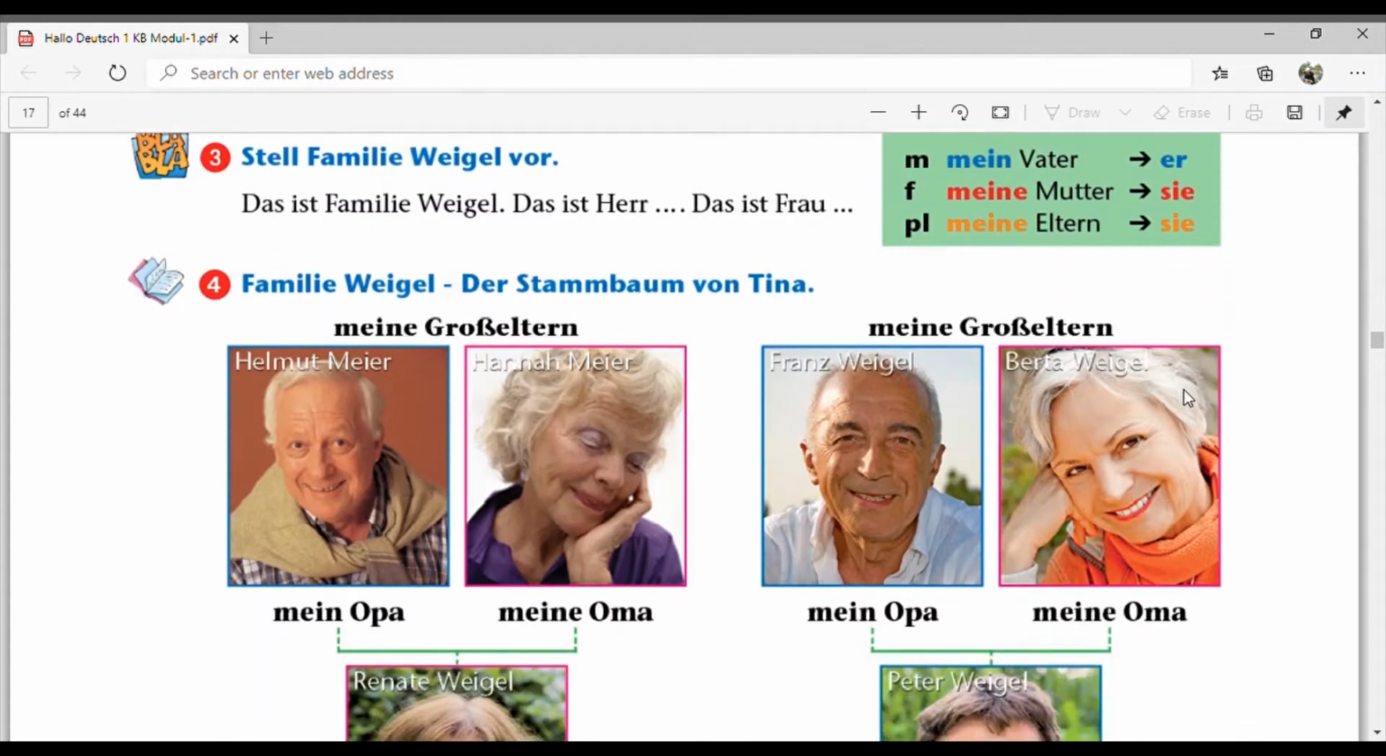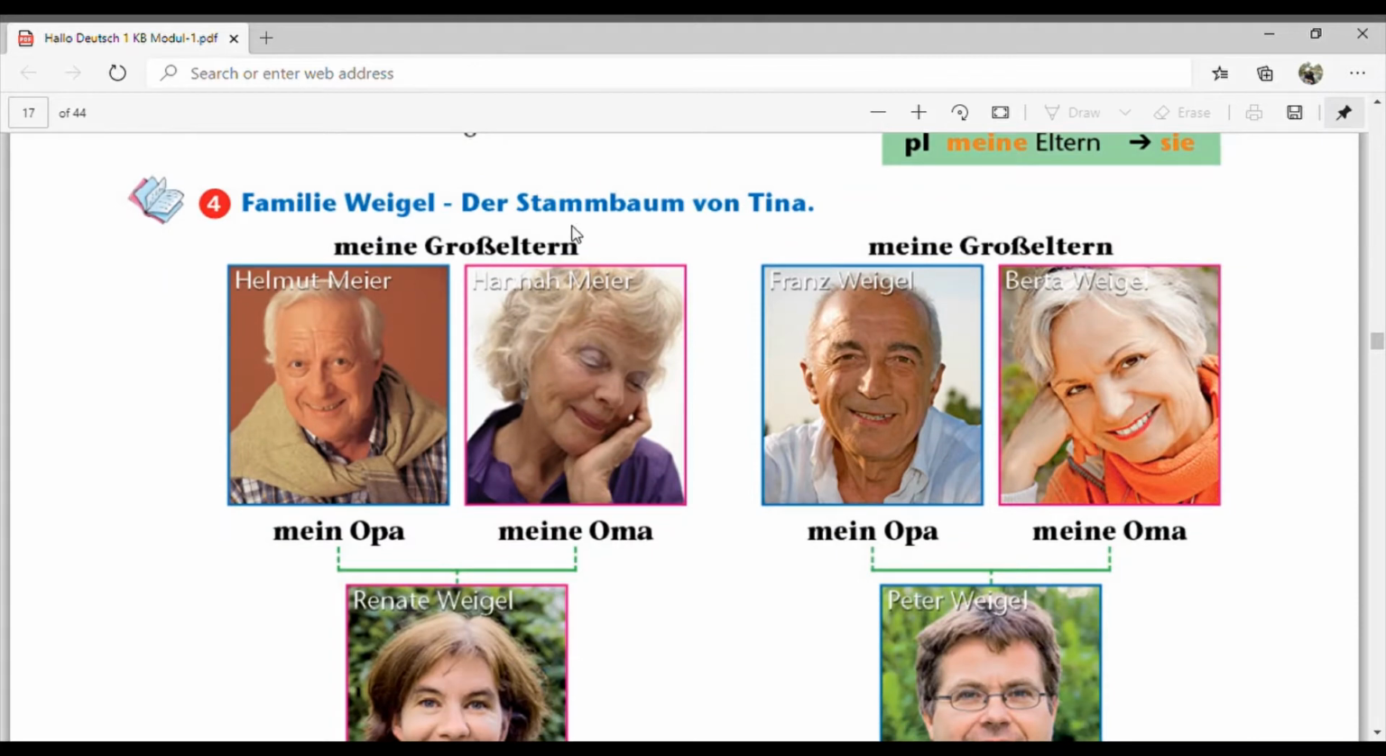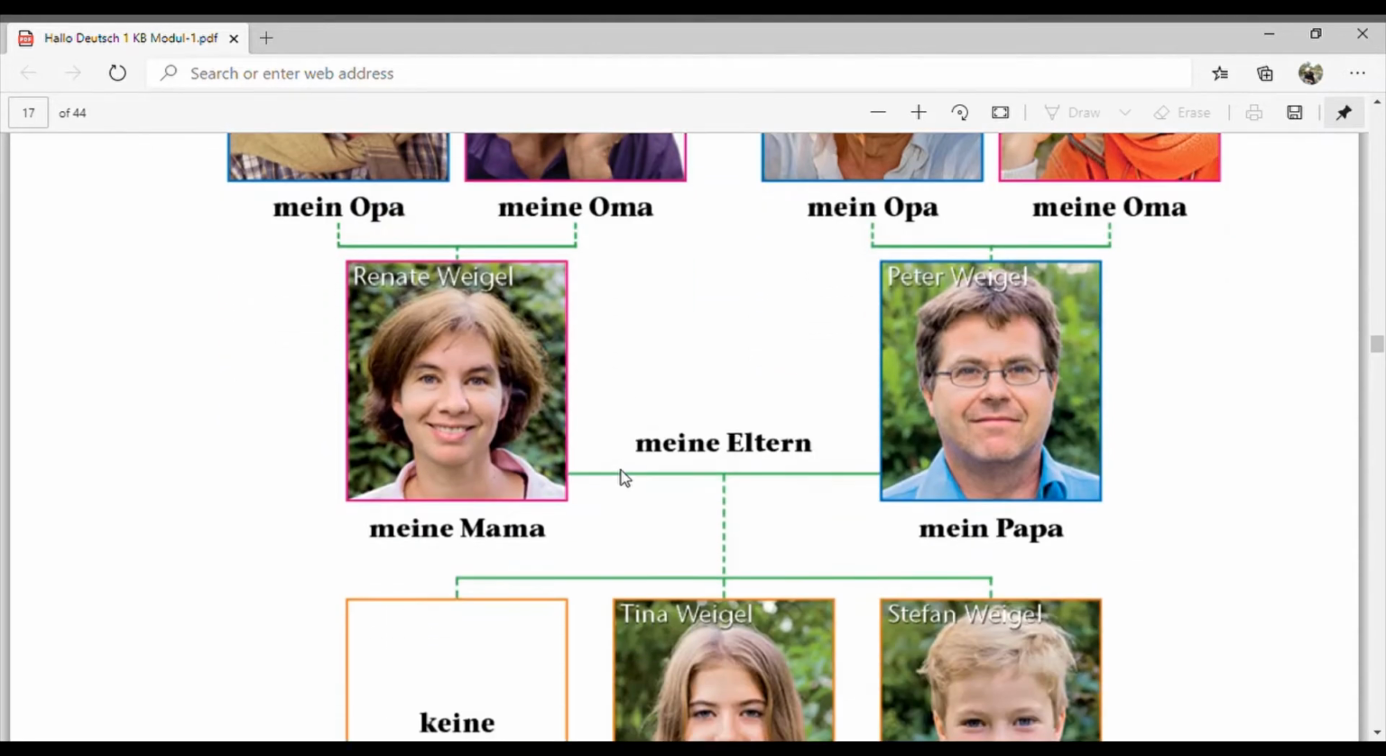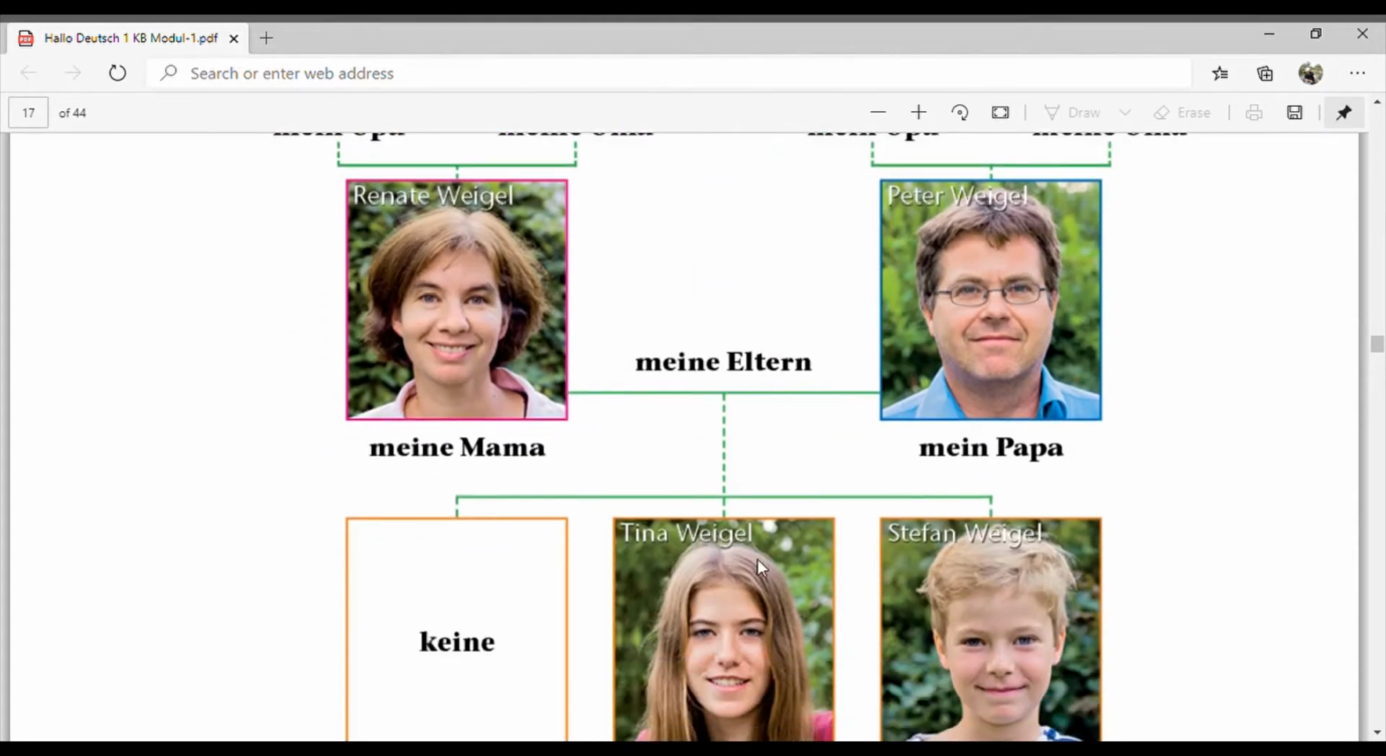Okay, then next one. Familie Weigel, der Stammbaum von Tina. So a Stammbaum is a family tree of Tina. So that means Tina has drawn this family tree. So here meine Großeltern, again meine Großeltern. That means these are the mother and father of Renate Weigel, and these two are the mother and father of Peter Weigel. So for Tina, now meine Eltern is my parents. So Tina is saying meine Eltern, so my parents.